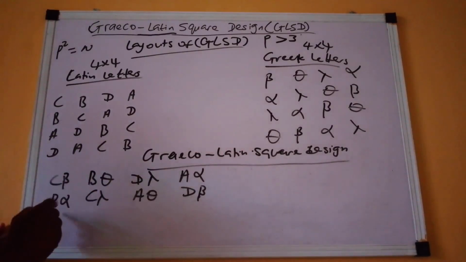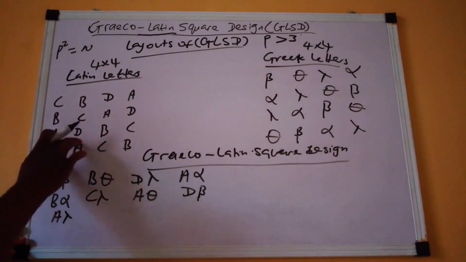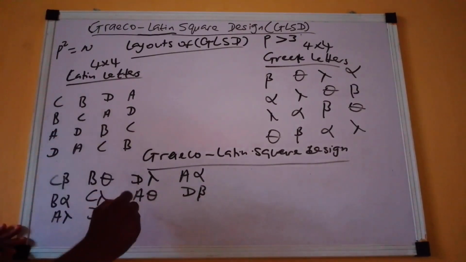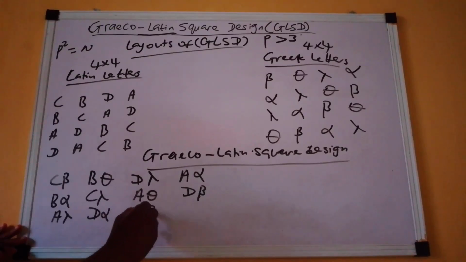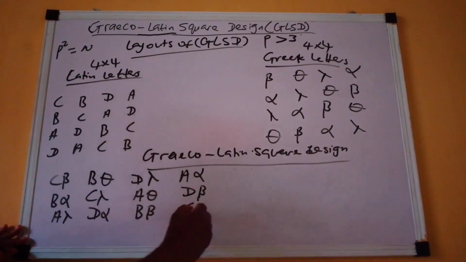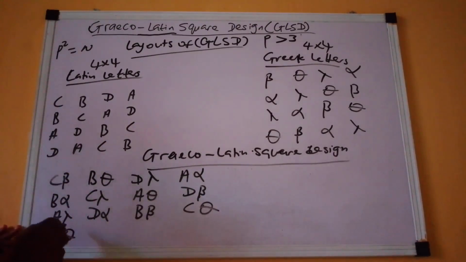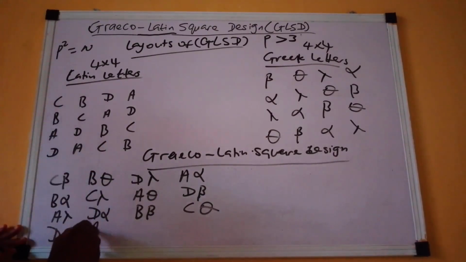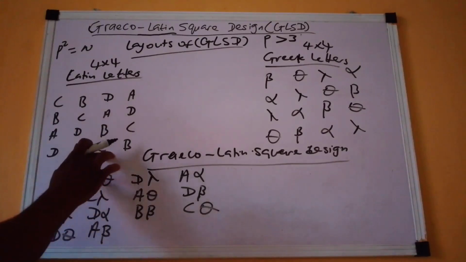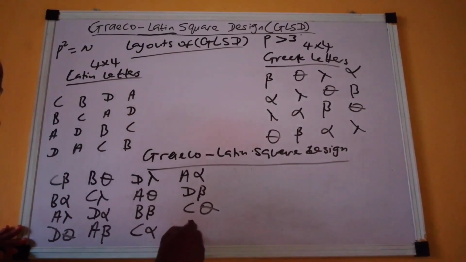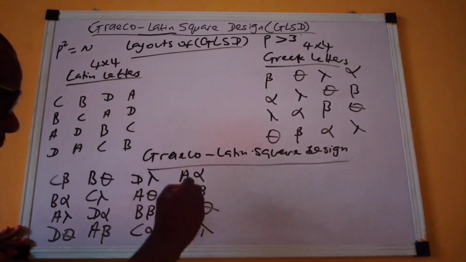Then this one is A, lambda. This one is D, alpha. This one is B, beta. And this one is C, theta. Then this one is D, theta. This one is A, beta. This one is C, alpha. Then this one is B, lambda.